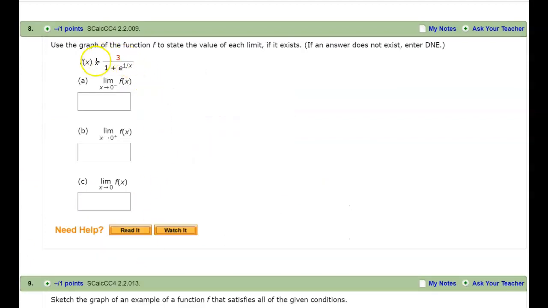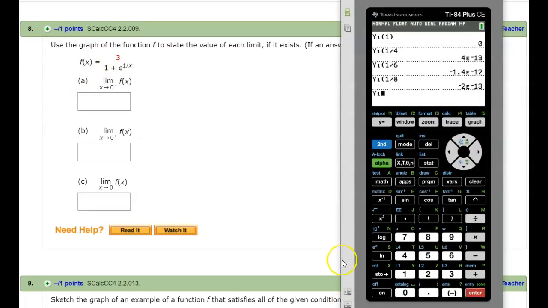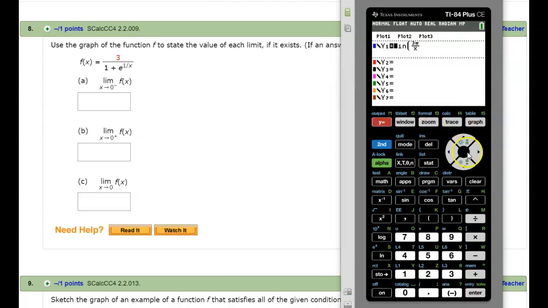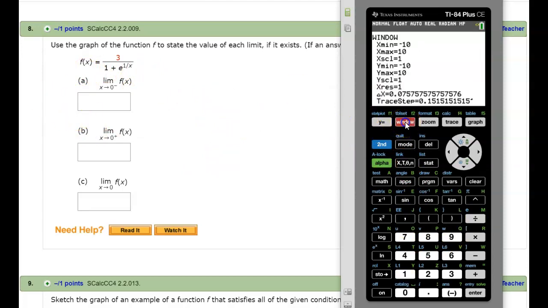For number 8, they're asking you to look at the graph. So let's actually look at the graph here. We can also look at the table. So y equals 3 divided by parentheses 1 plus e to the, second ln, and I'm going to put in 1 divided by x. We're interested in 0, so I might go to my window and actually put in an x-min of -1 and 1, so that I can look at it. We'll graph that.